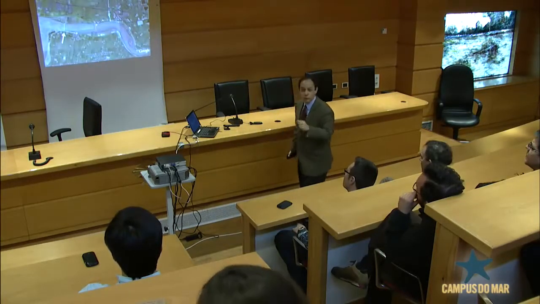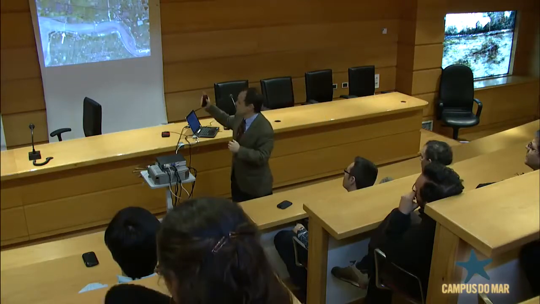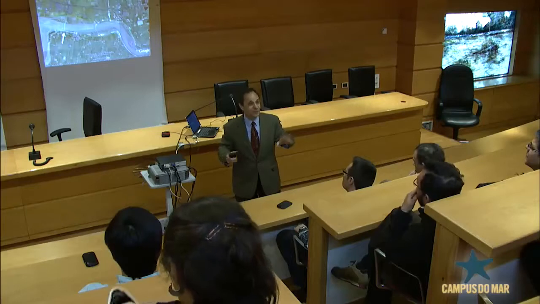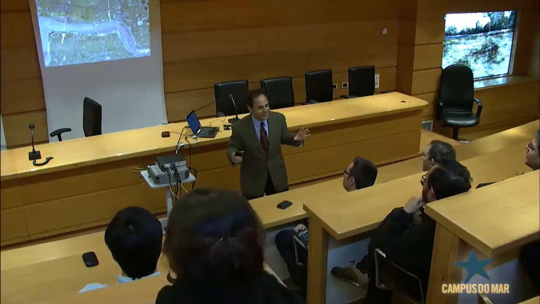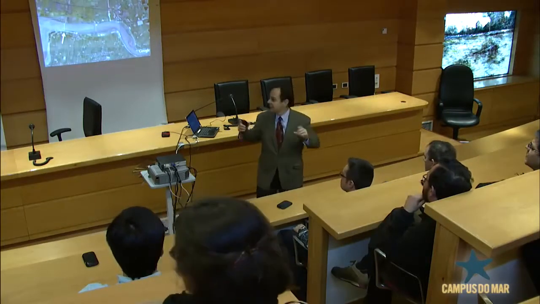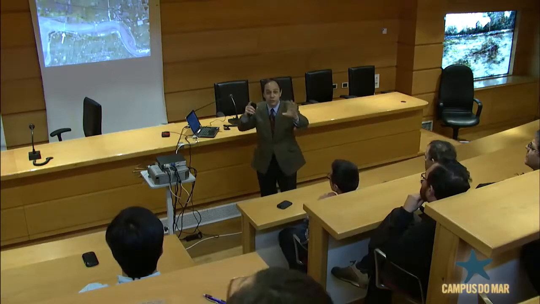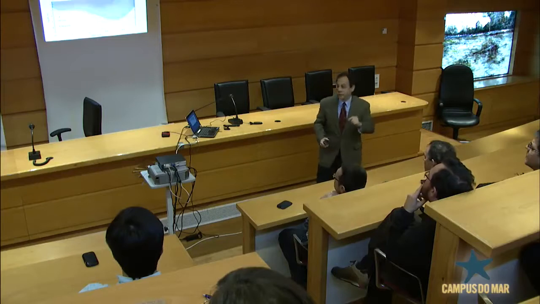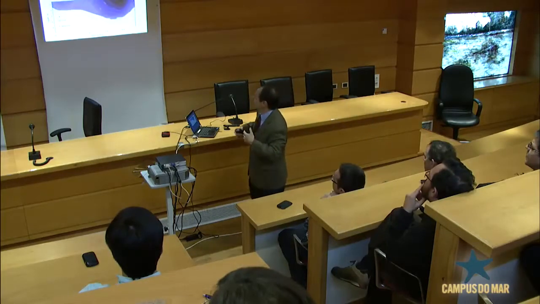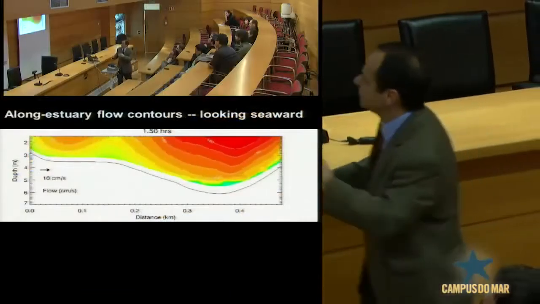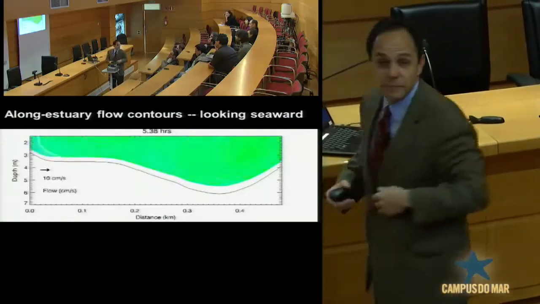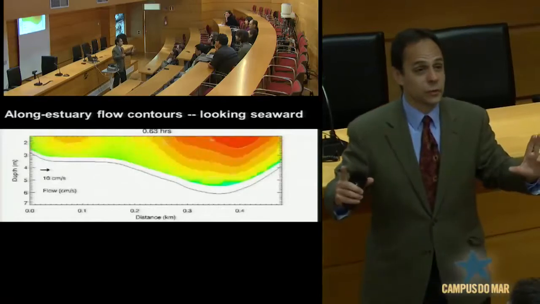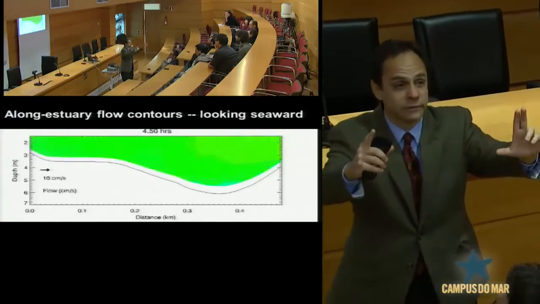So if we put our diving gear and get in the water of the Ems, and pretend there's no turbidity, because it's very, very turbid and you can't really see anything. But let's pretend that we can get in the water and look toward the ocean and see what's happening. This is what the flow looks like. So in the vertical axis, we have depth, and we have distance across the estuary, and we're looking toward the ocean.